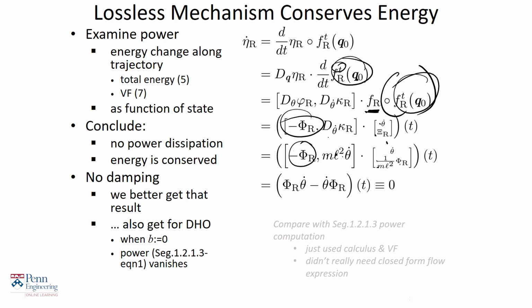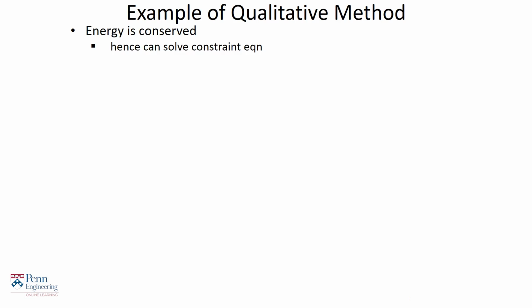And once again, I invite you to compare this with the power computation from the linear time invariant system. This is an example of a qualitative method, a rigorous conclusion of a qualitative kind. We've concluded that energy is conserved. And the importance of this is that we can solve the constraint equation in closed form, not with respect to time, but we can trade velocity for position and thereby get the orbit in space of where this thing is, okay?